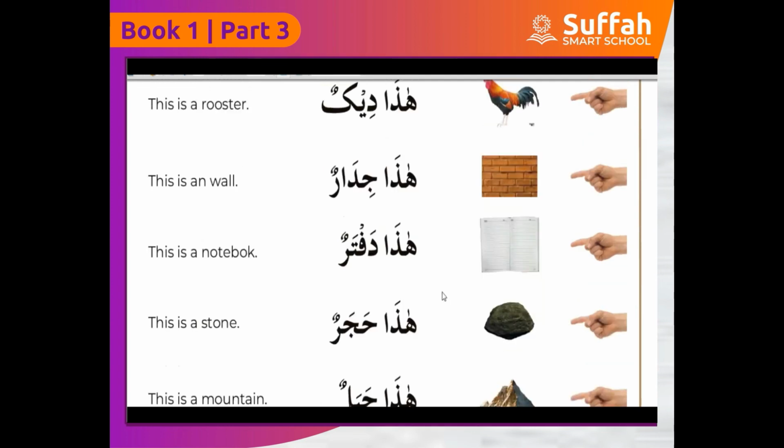This is a wall. It's a typing error here. This is not an, it has to be a. There is a typing error there. Now, next, can you read? Wall. It's a wall. This is a wall, not an. I wanted to tell you it is not an. It has to be a. This is a wall.